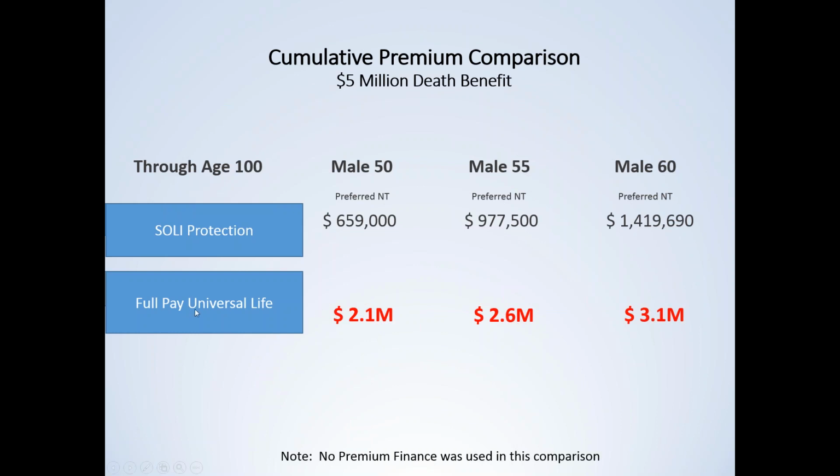The lifetime premium for normal level pay solutions for a 50-year-old preferred for $5 million is $2.1 million of lifetime premiums. At 55, it's 2.6. At age 60, it's 3.1. The SOLI protection solution is coming in at about 1/3 of those amounts across the board, and that's true all the way from age 45 through age 68 or 69. Certainly we can play above age 70, but we have to do that on a case-by-case basis. There is no premium financing used in any of these comparisons. The client is paying a fraction of what the full pay lifetime premiums are.